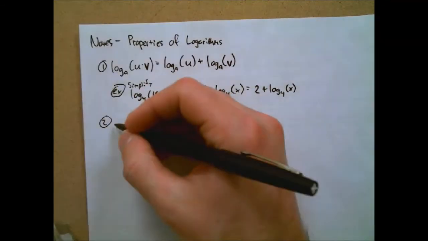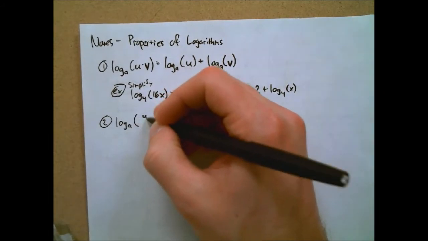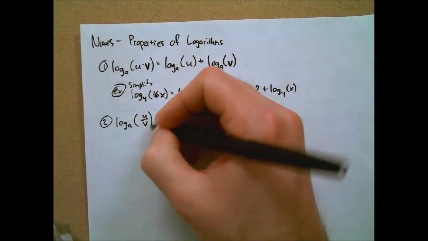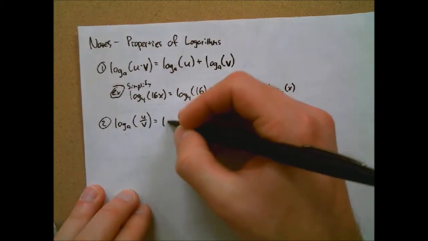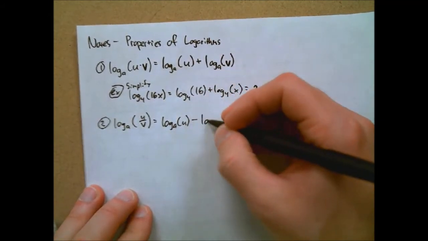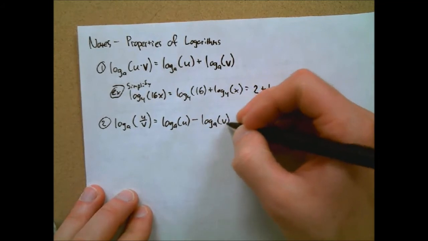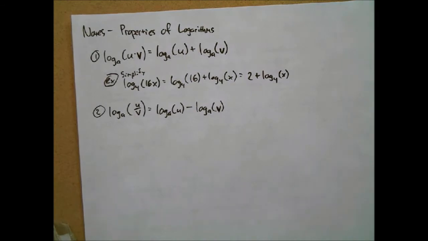Next property. We'll get more practice with these properties. I just want to give you a quick intro to each one first, and then we'll get some more serious ones. Log base A of u divided by v. Even if you didn't know these properties before, you can probably guess what this one will be. It'll be equal to log base A of u minus log base A of v. That's a nice part about math, there's balance to things, corresponding properties. If you have multiplication inside of a logarithm, that becomes addition outside. If you have division inside a logarithm, that becomes subtraction outside between two logarithms.